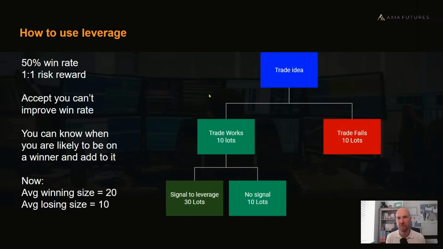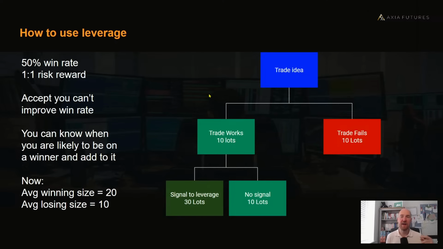So you enter a trade. Let's assume it has a 1-to-1 risk reward ratio. Not ideal, but I know a lot of people who would do that. So when the trade works, you trade it with 10 lots. When it fails, you trade it with 10 lots. Now, if you just did that and did not leverage the trade, you would end up flat over the long run. So how do you make this pay?